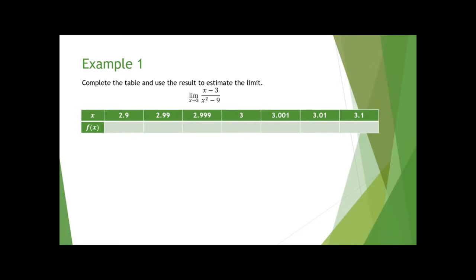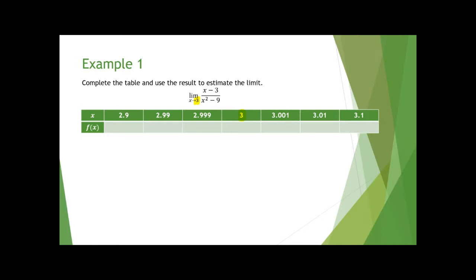But you also want to go a little bit far away from there so that you can kind of see the pattern. So I generally recommend that in the middle, you have whatever your value is. So it says as x approaches 3 here, so put that in the middle. And then just kind of add decimal places as you move out to the left and the right so that you can kind of center yourself at that spot.